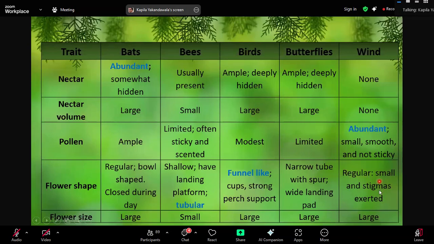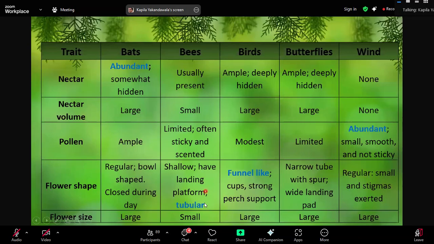Flower shape. Usually in wind-pollinated flowers, the stigmas move away from the flower, so pollen can easily land on the stigmas. If you look at bat-pollinated flowers, they have a regular shape or ball shape, so the bat can have access to the flowers, or the stamens are moved away from the flowers. So it can touch easily. When the bat takes nectar, it can easily touch the body of the bat.